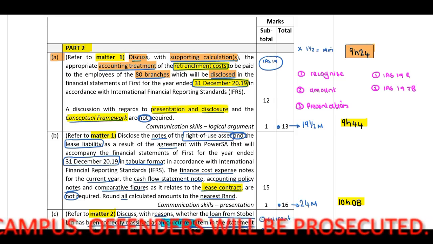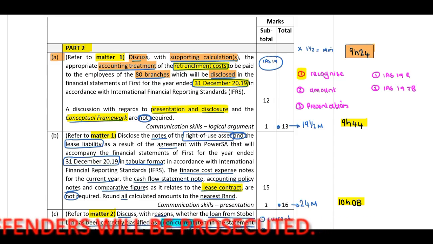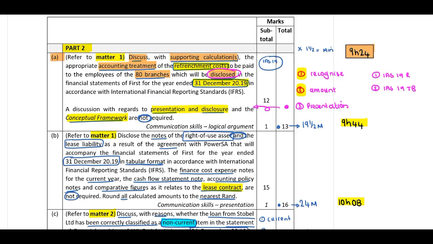Okay, so guys, when we look at this, we need to discuss the recognition. What do we have to recognize, classify, assets, liabilities, and so forth. We need to discuss the amount, and they indicate to us here, guys, to be disclosed. Therefore, I've included a bit of presentation, but they also indicate we don't have to go into detail in terms of the presentation. Now, 12 marks. Therefore, again, being conservative, I will include one complete sentence, which will include my theory and my application, and hopefully this will be 1 mark in the solution.